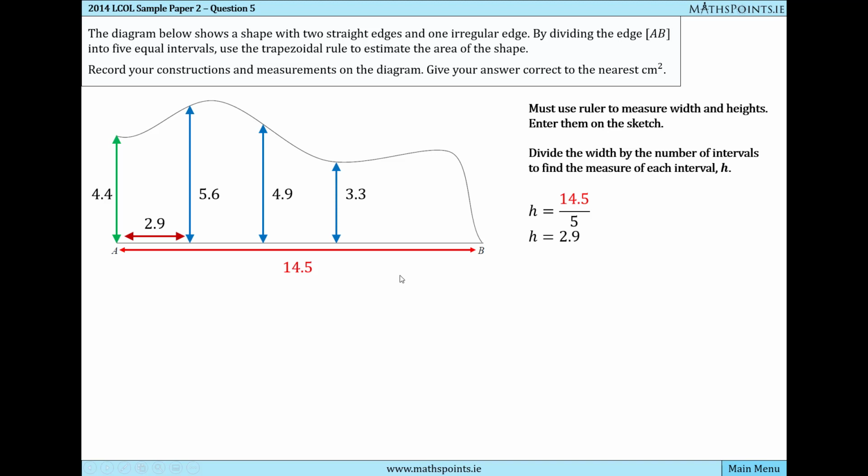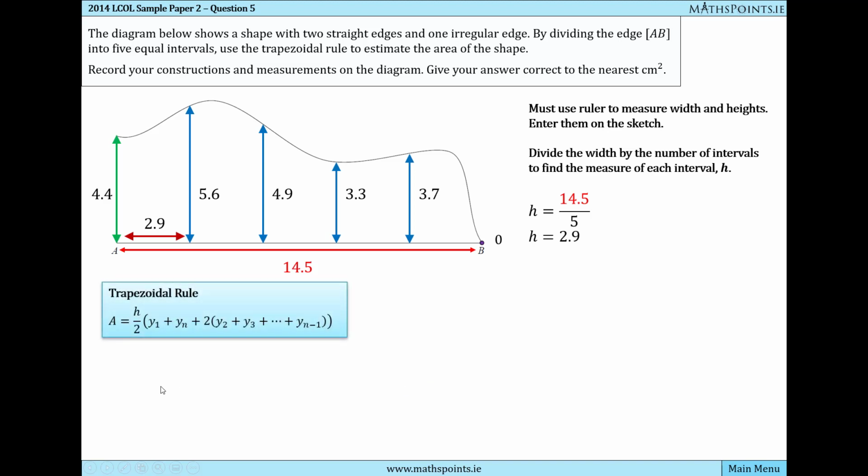So again go 2.9 centimeters across the line AB, draw a perpendicular line up until it hits the uneven edge, and we get a measurement of 3.7. The last 2.9 centimeters arrives at B, and we can see that at the point B there's no height. It has a height of 0. So now we have appropriate measurements that we're going to be able to use with the trapezoidal rule.